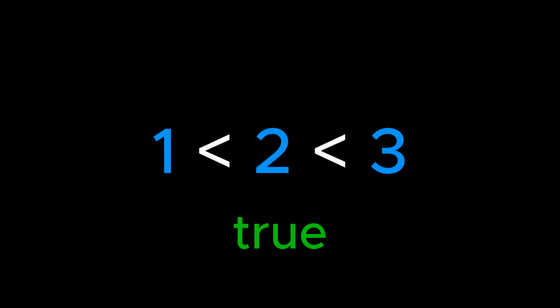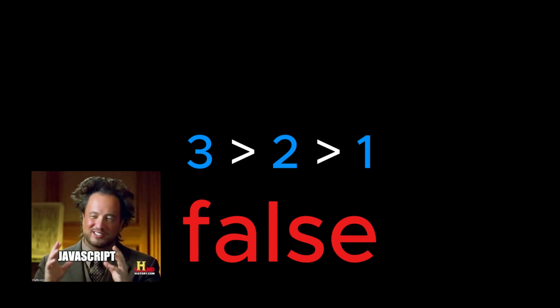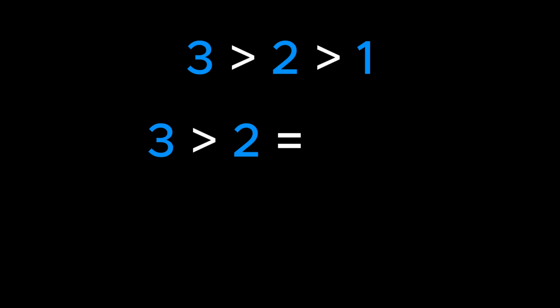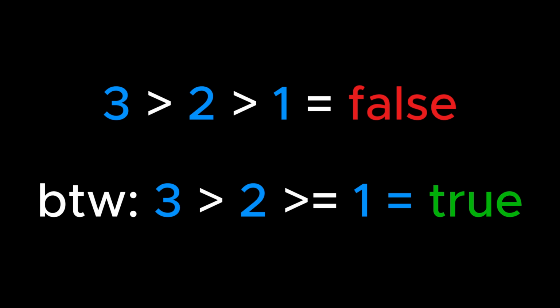Here's another tricky one. Is 1 less than 2 less than 3? Yes, this is true. That makes sense. Now, what about 3 greater than 2 greater than 1? This looks like it should be true, too. But in JavaScript, it's false. Why? Because JavaScript works from left to right. First, it solves 3 greater than 2, and the answer to that is true. So the problem becomes true greater than 1. JavaScript then turns true into the number 1. And is 1 greater than 1? No. And that's why it doesn't work.